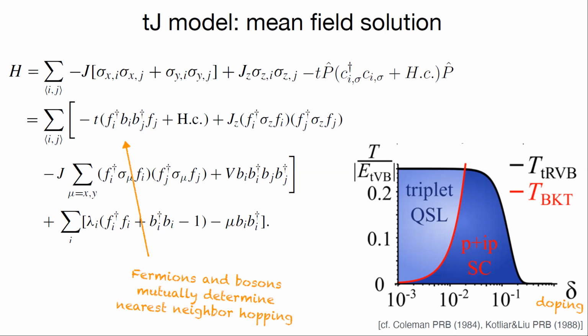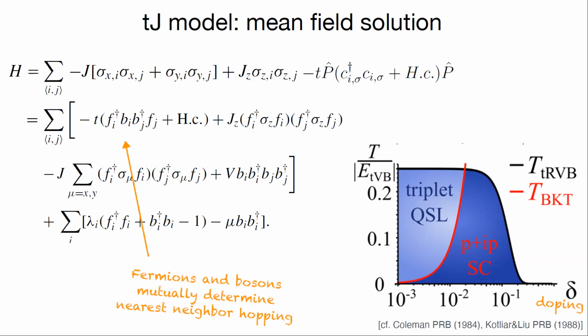And then there is another temperature, which is red here, which is describing a BKT transition where these bosons form a superfluid in two dimensions. And what you get then is this phase diagram where you have here a state which is not yet a superconductor, it behaves like a quantum spin liquid, but with those triplet bonds. And then out of it, when you dope it, you can get a p plus ip superconductor. And as I mentioned, it has some vague resemblance to this quantum spin liquid candidate material. Good. So this is the part on this.